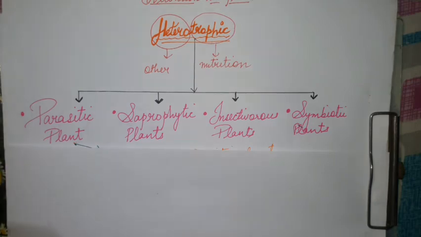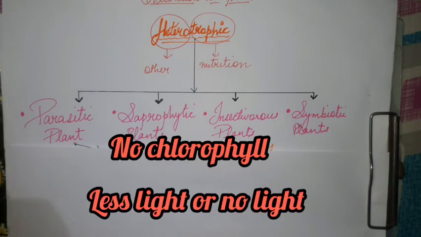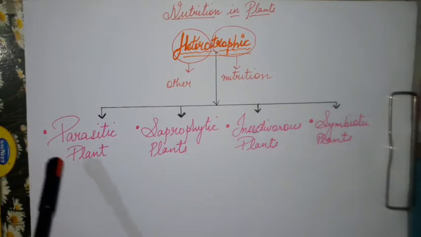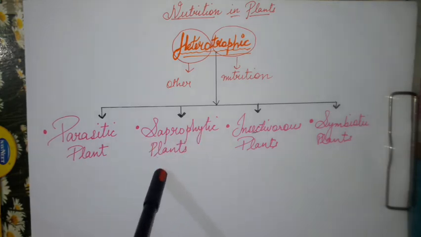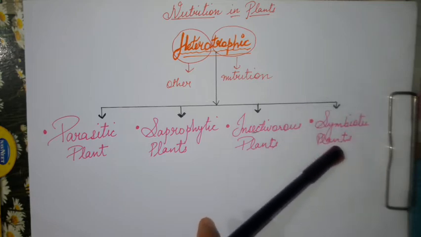The reason behind it is that some of the plants do not contain chlorophyll, while some grow in such a place where there is not enough light. Due to these two reasons, they are unable to undergo photosynthesis. Whereas some can undergo photosynthesis but still they lack a few nutrients, due to which they need to depend on other organisms for their food. There are four types of heterotrophic plants. First one is parasitic plants, second is saprophytic plants, third is insectivorous plants, and fourth is symbiotic plants.